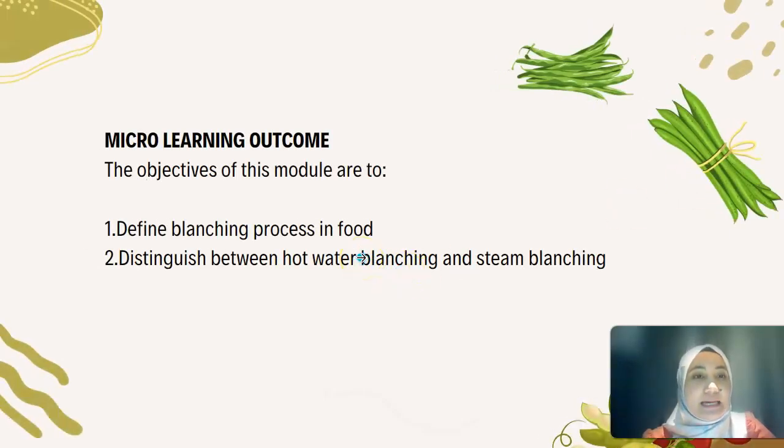So let's see the micro-learning outcome for this module. The objective of this module, number one, is to define the blanching process in food. And second, to distinguish between hot water blanching and steam blanching.